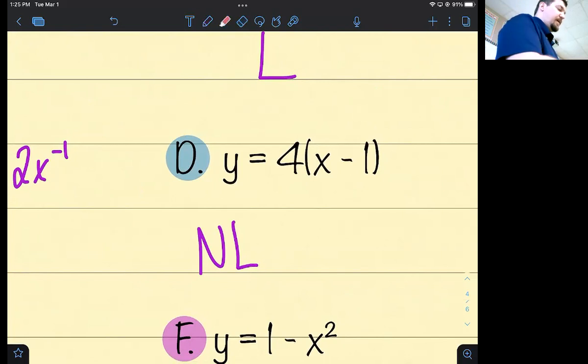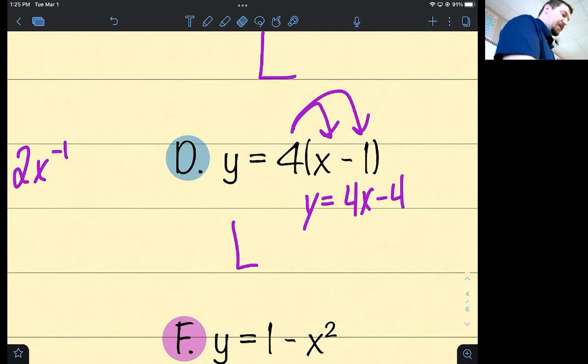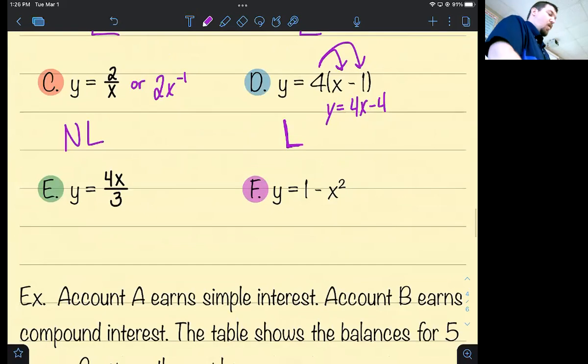Let me have you do something real quick. Can you take the 4 that's in front of the parentheses and distribute it to the terms inside? What would you get? Is that linear? It is linear. Yes, this is going to be linear. Yeah, the parentheses might have thrown us off there, but yes, this is going to be linear. It was not written in slope intercept form, but it could be. What about this next one? Y equals 4x over 3. Jimmy, what do you think?